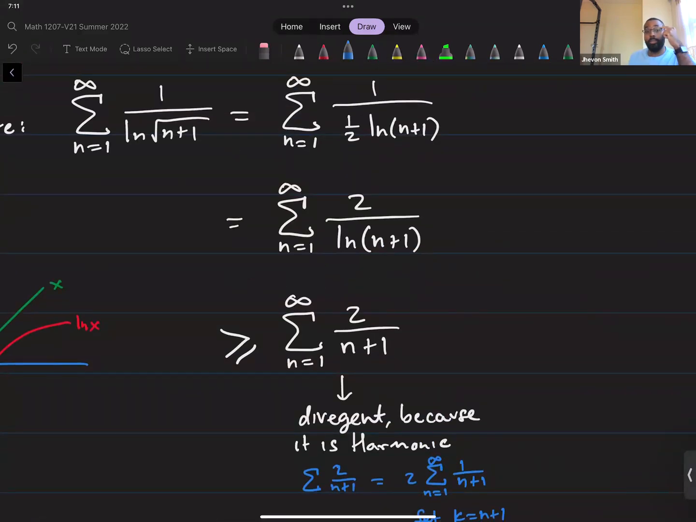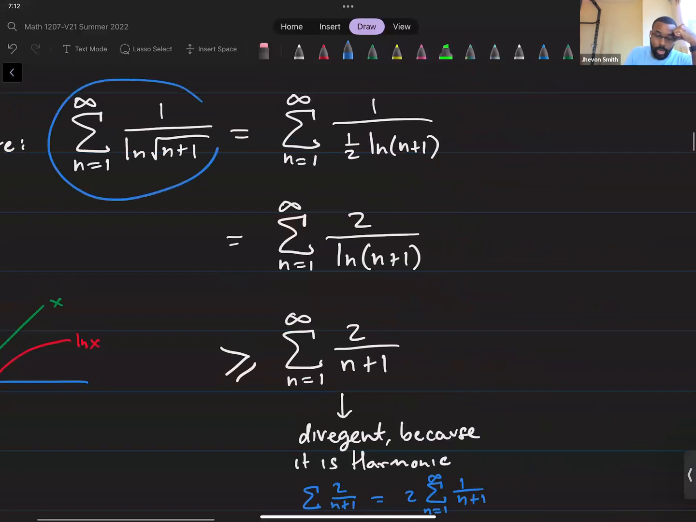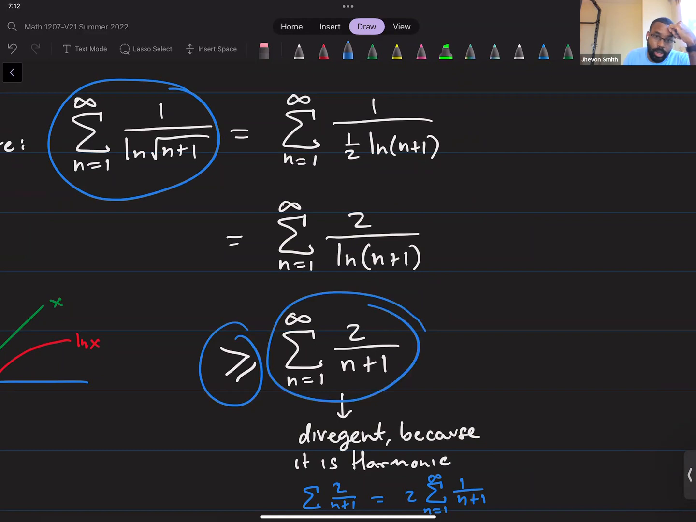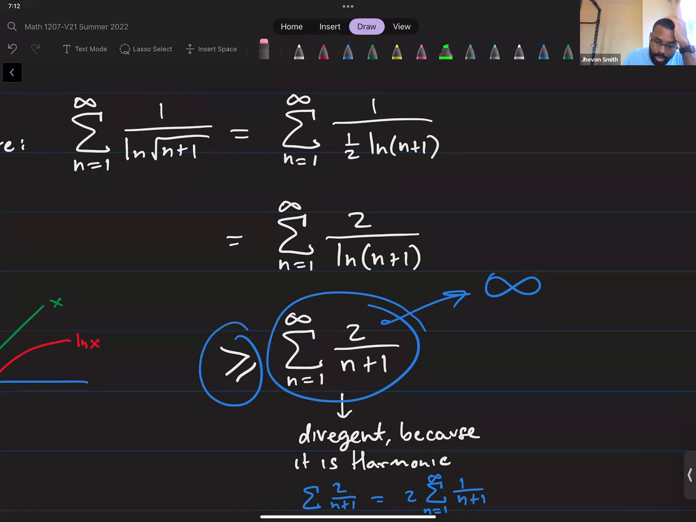So I have my series here that is bigger than a series that I know to diverge. So this guy is going off to infinity, and he's actually smaller than the original series I'm looking at, which means that that series goes off to infinity. So in other words, this series diverges.